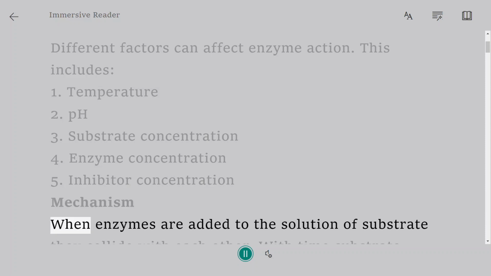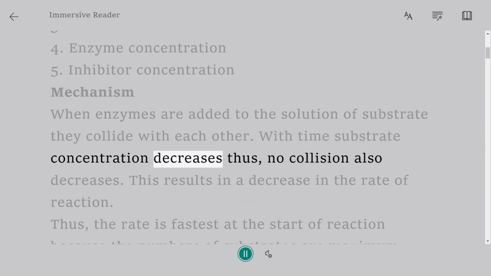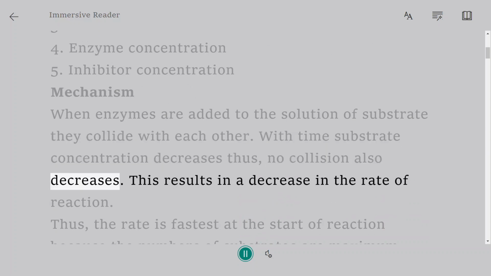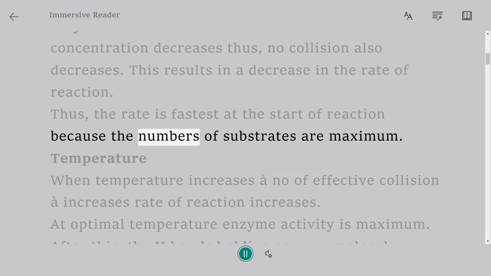Mechanism. When enzymes are added to the solution of substrate, they collide with each other. With time, substrate concentration decreases, thus the number of collisions also decreases. This results in a decrease in the rate of reaction. Thus, the rate is fastest at the start of the reaction because the number of substrates is maximum.